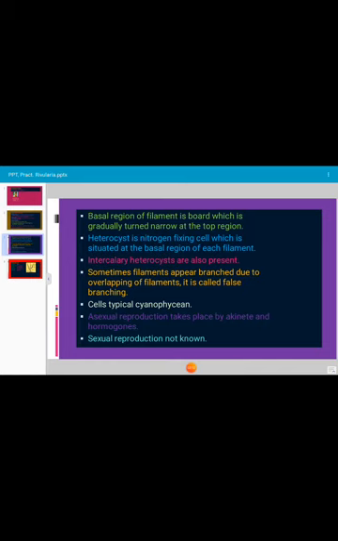Cells are typically synophysian, that means they consist of a prokaryotic nucleus. Asexual reproduction in Rivularia takes place by formation of akinetes and hormogones. Hormogones are small fragments of the parental plant. They grow into a new thallus in the presence of favorable environmental conditions. Sexual reproduction in Rivularia is not known.